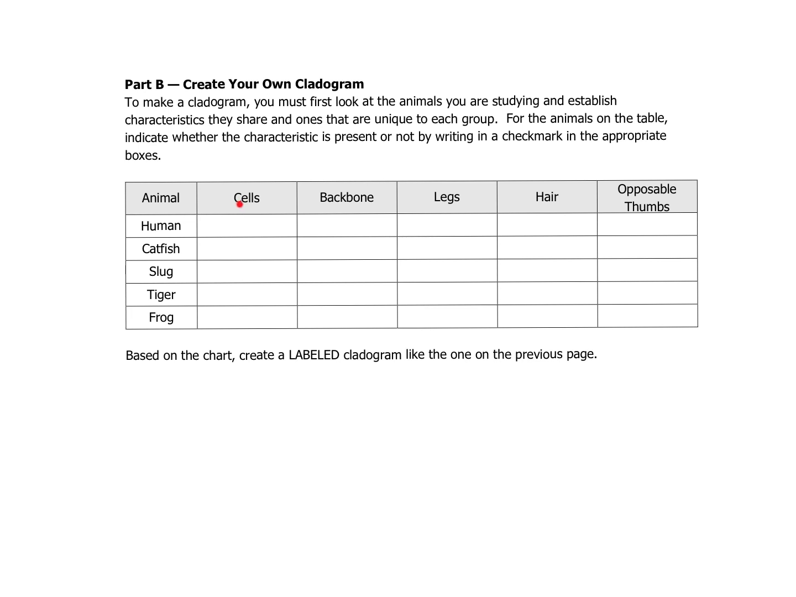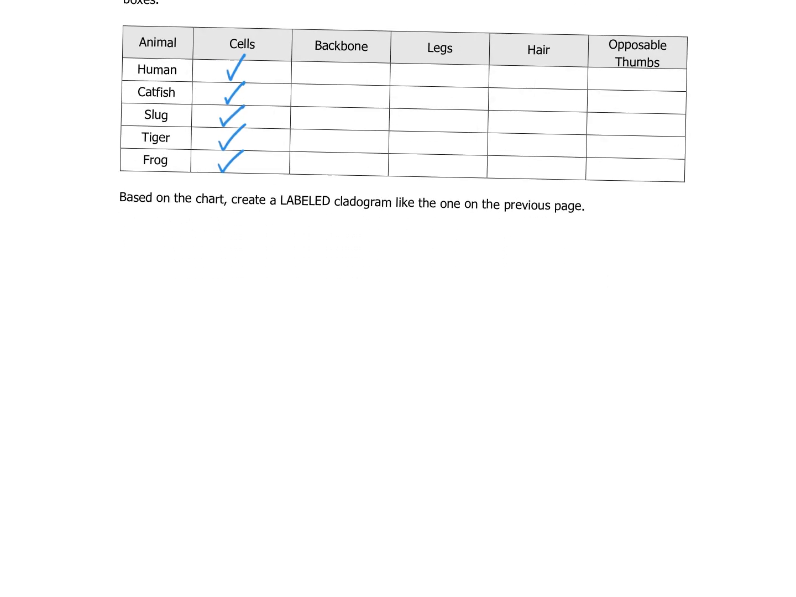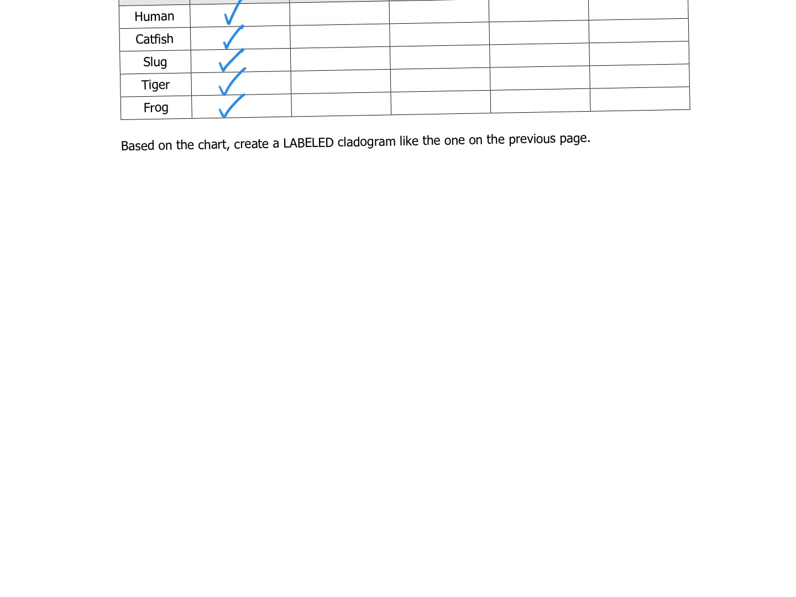The first characteristic is going to be cells. If any of these animals are made up of cells, you're going to give it a check mark. Humans are made up of cells, catfish made up of cells, slug made up of cells, tiger, yes, frog, yes. Then you're going to move on to the backbone. If they have a backbone, give them a check mark. Then you'll move on to legs. If they have legs, you'll give them a check mark. If they have hair, you'll give them a check mark. And if they have opposable thumbs, give them a check mark. After you finish your check marks, down here in the blank space, you're going to draw and label your own cladogram just like you did on the previous page.